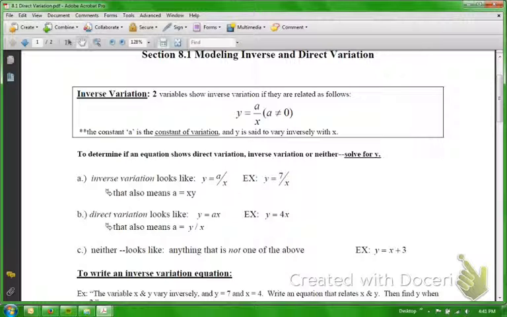So we just talked about direct variation. We also have inverse variation and joint variation. So direct, we said, looks like y equals a times x, or as x gets bigger, y gets bigger. Inverse is just the opposite. It means as x gets bigger, y gets smaller. Or they move in opposite directions.